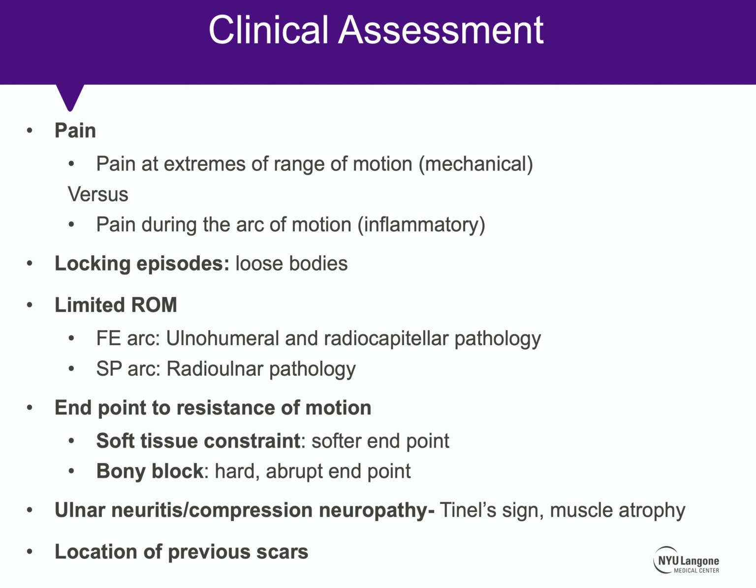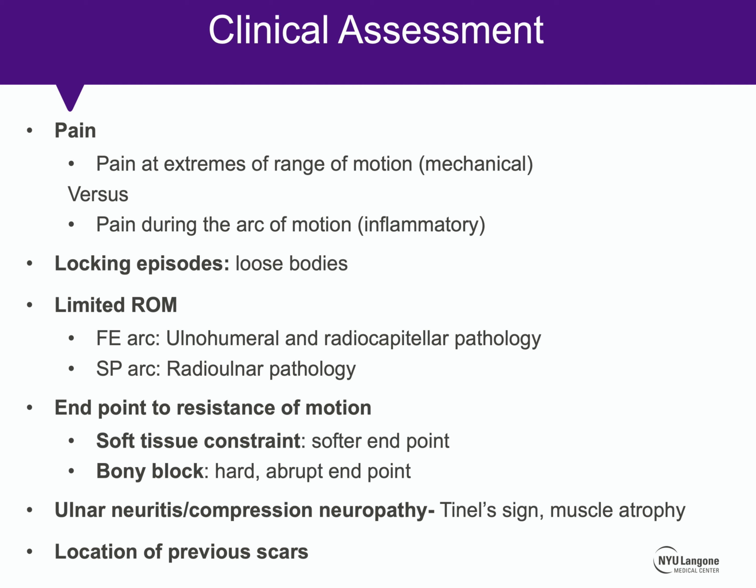So when examining a patient with elbow stiffness, one should make a distinction between the pain which is present at extremes of range of motion and pain which is present during the arc of motion. The pain at the extremes of range of motion is usually mechanical in origin, coming from osteophytes and loose bodies, and pain present throughout the arc of motion is usually secondary to synovitis and is usually seen with inflammatory pathology. Patients with locking episodes usually have loose bodies, even though you may not see them on plain radiographs.